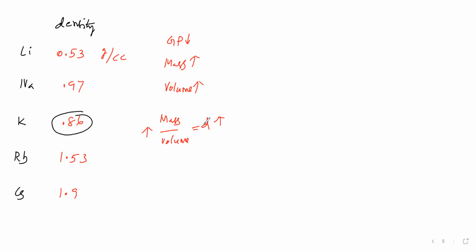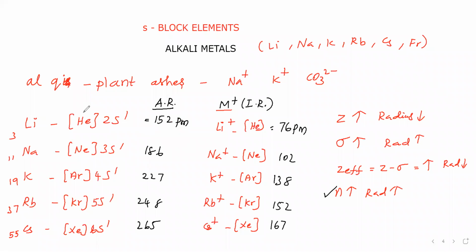Down the group density increases, we are saying. Mass per unit volume increases. Atomic mass is the dominant factor down the group. In that, the exception is at potassium. Why is it so? Why is the exception here? That we will see. Now we will see the atomic radius.